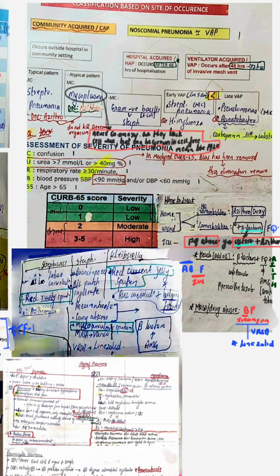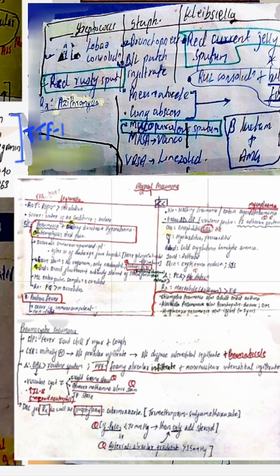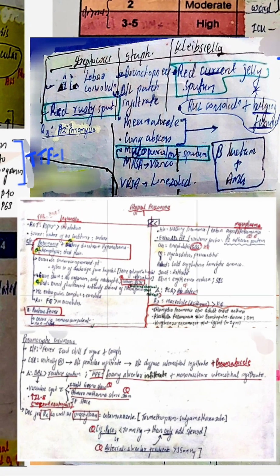Now we will read atypical pneumonia, for example Legionella and Mycoplasma. Atypical pneumonia is mainly caused by Mycoplasma as compared to Legionella. Mycoplasma is also known as walking pneumonia or Eaton agent pneumonia. Extrapulmonary clinical features of Mycoplasma: it affects the CNS, for example encephalitis, Guillain-Barré syndrome.